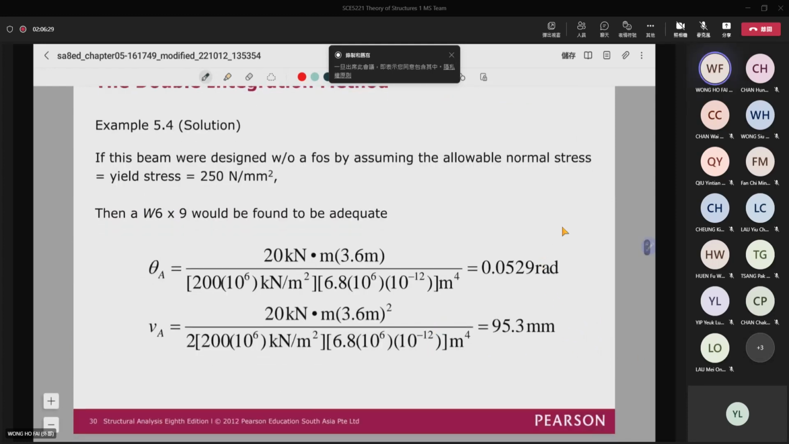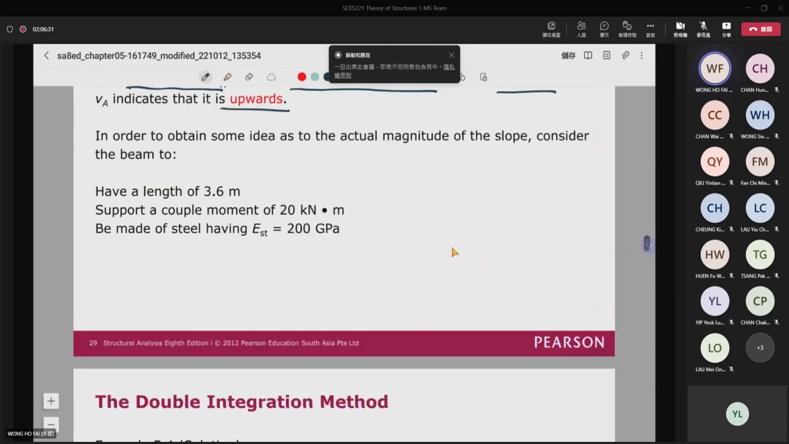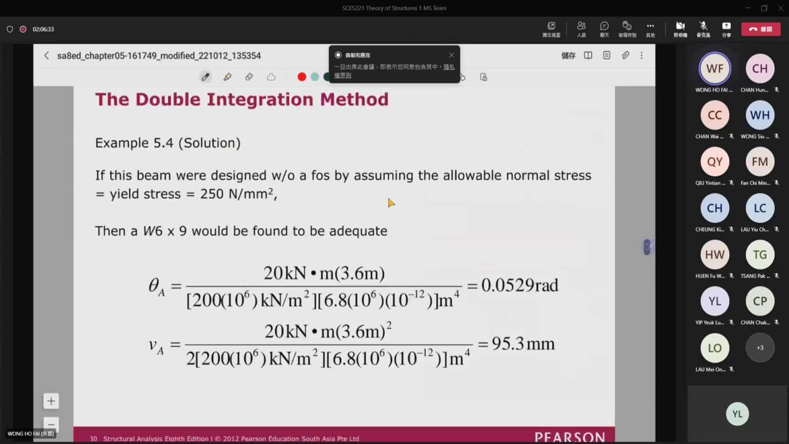So after the integration, actually we will have the so-called expression here, and then we can substitute the value of EI here. And then I can find the numerical answer for rotation and then for deflection. Just substitute the values for E and then for the I.